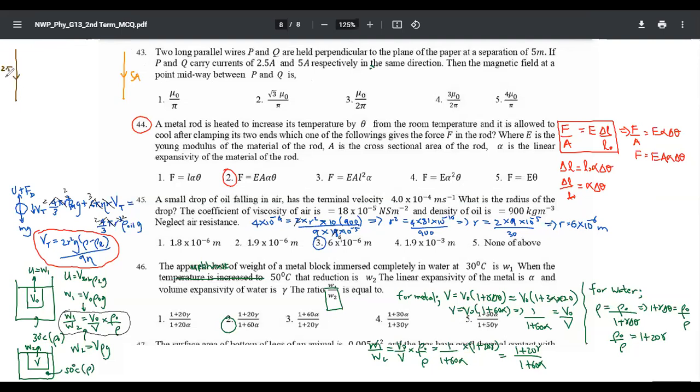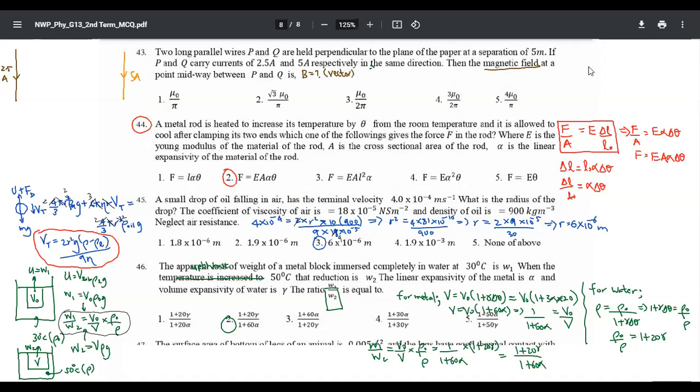The direction is important because magnetic field means indirectly they are asking for the magnetic flux density. B is what they're asking. B is a vector, so direction is important. All right, B is a vector.